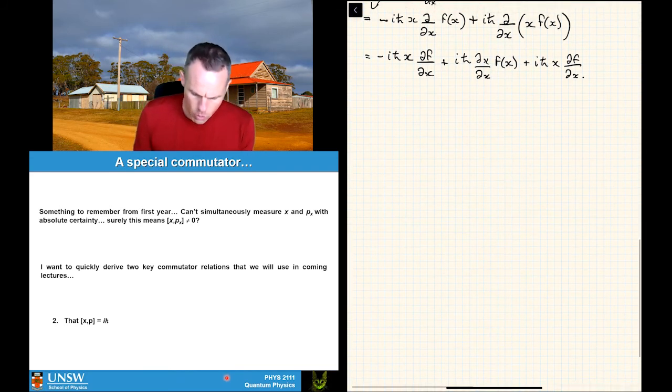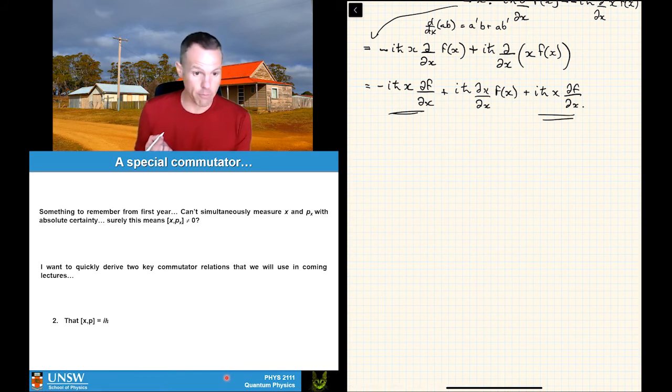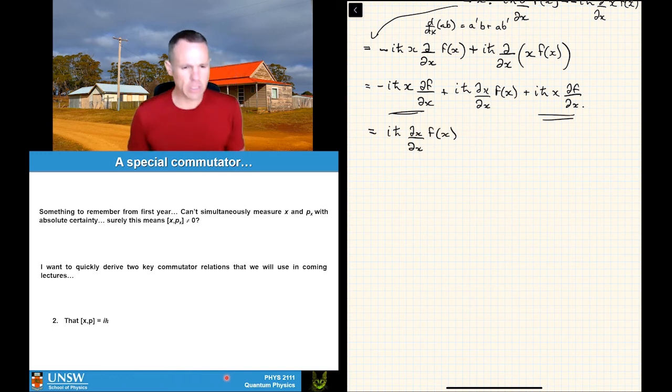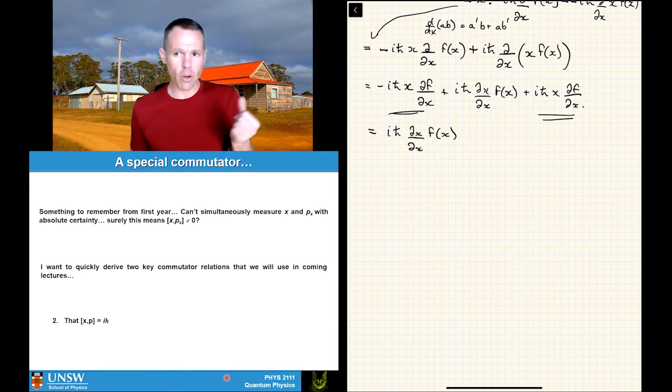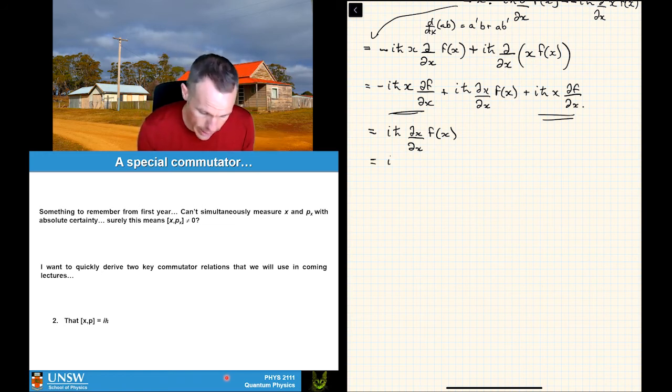All right? What you'll notice is that this first term here and this third term here are the same, except for the sign. So they're going to cancel each other out, right? This is minus i h bar x df of dx, and this is plus i h bar x df of dx, and that cancels out. What I'm left with is just i h bar dx on dx of f of x. And of course, dx on dx is just 1, right? Either we're taking the derivative of x, which is a constant, or dx on dx as a fraction is just 1. So this thing is really just i h bar f of x.